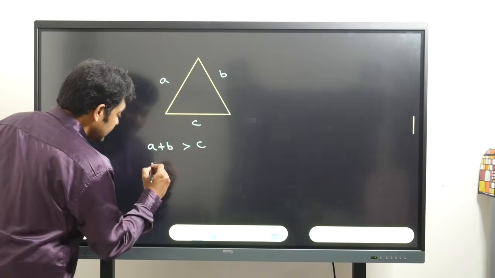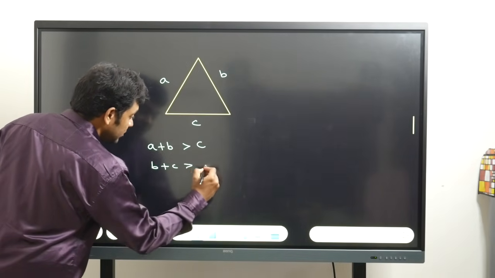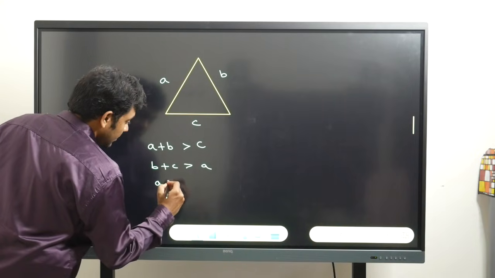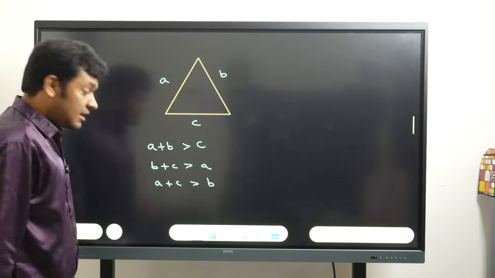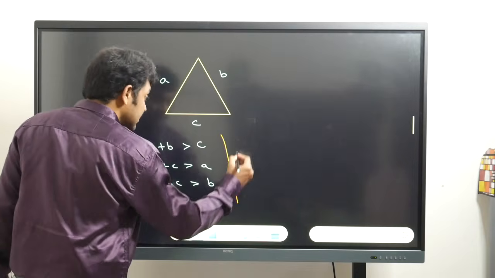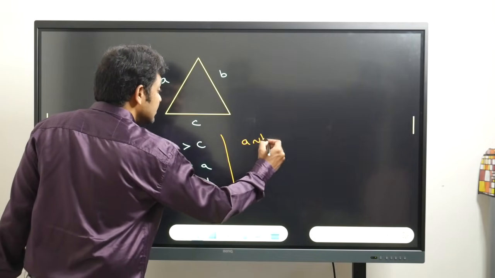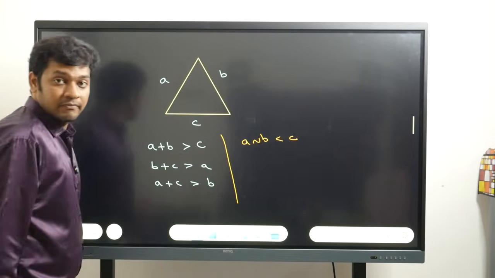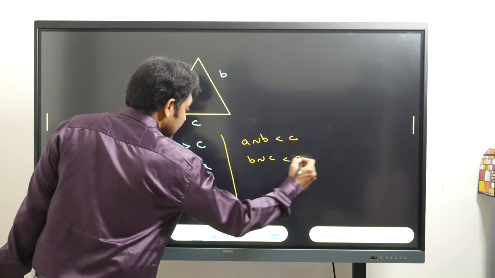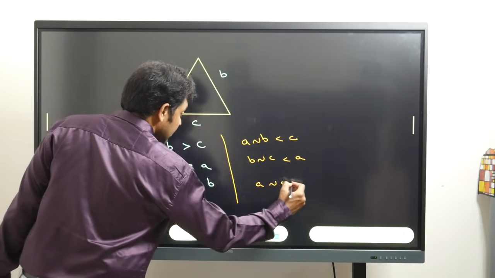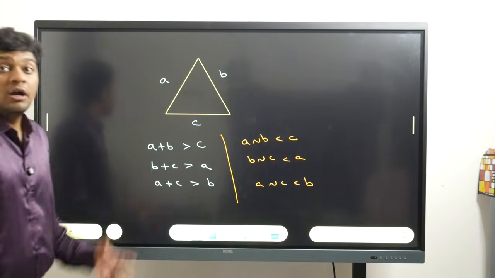So A plus B is more than C, B plus C is more than A, and A plus C is more than B. Sum of two sides is greater than the third side, as well as the difference between the two sides is less than the third side: the difference of B and C is less than A, and the difference of A and C is less than B. Why?